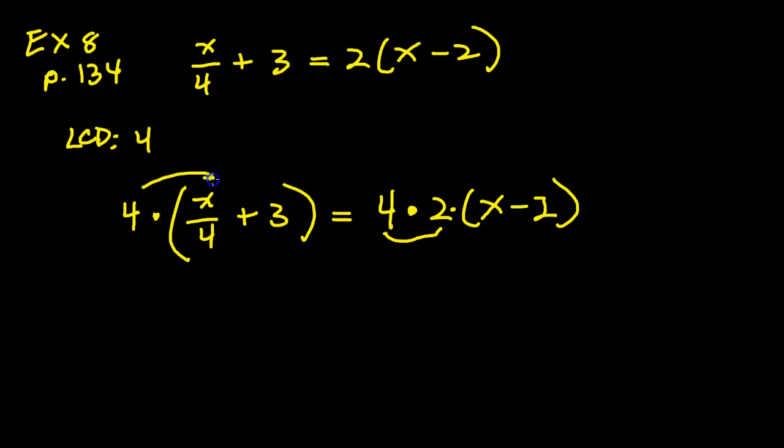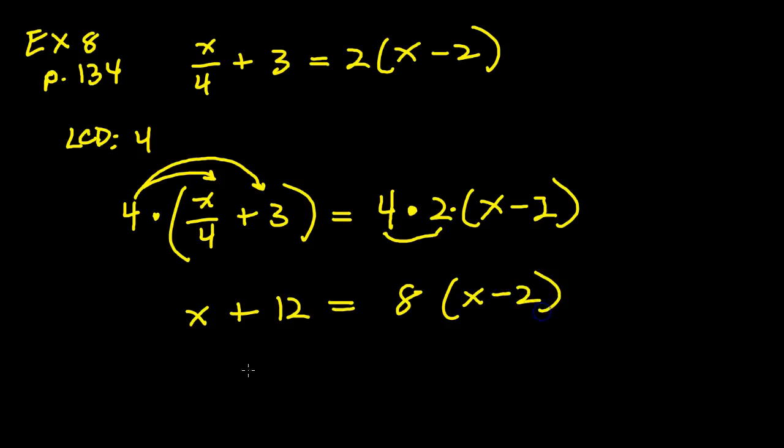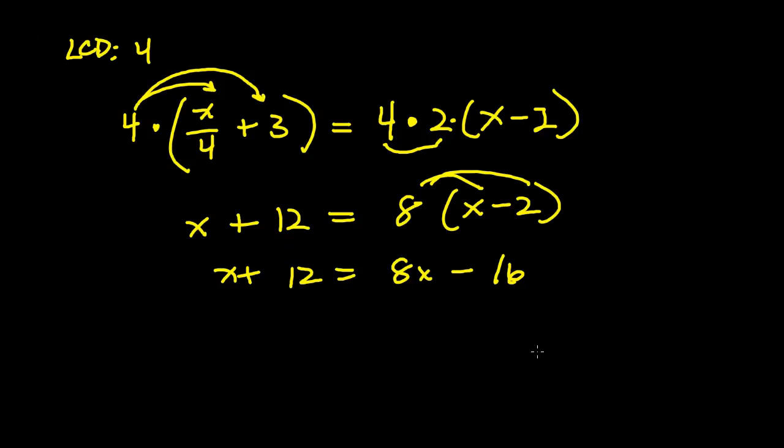4 times x over 4, you've got to apply your distributive law. I'll get x, 1x, or just x. Then 4 times positive 3 is 12, so I'll get x plus 12 on the left. On the right, 4 times 2 is 8. So I've got 8 times x minus 2. I'll go ahead and perform that multiplication on the right. Free up those parentheses. I'll get 8x minus 16 on the right.